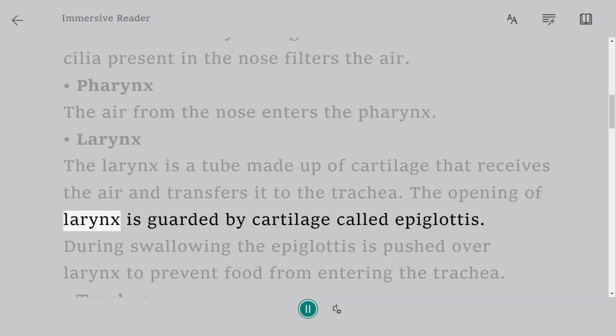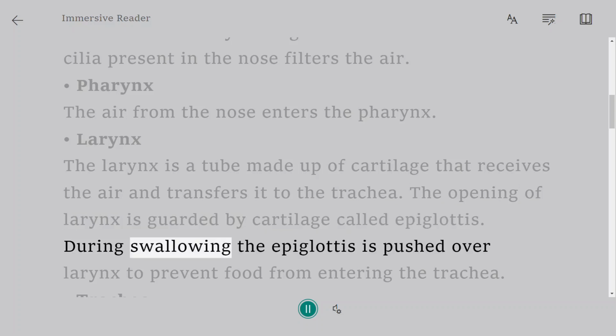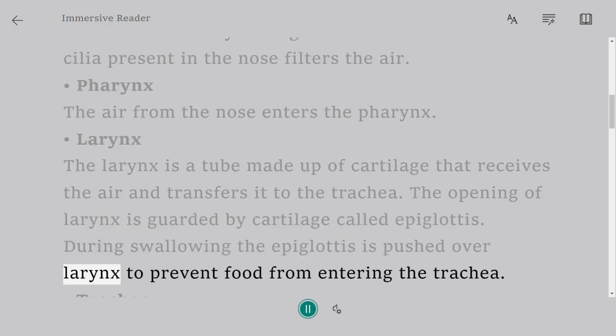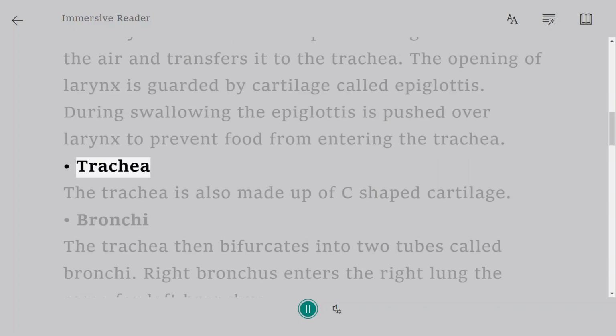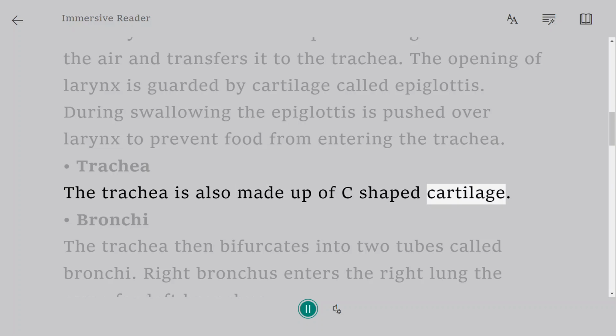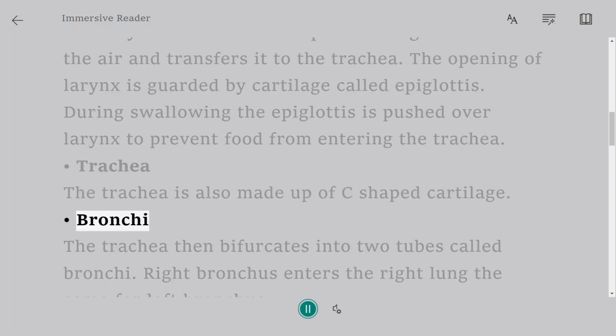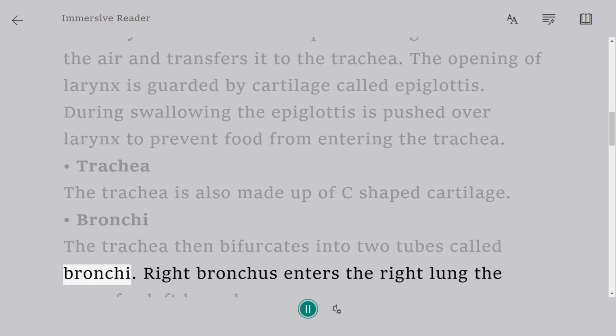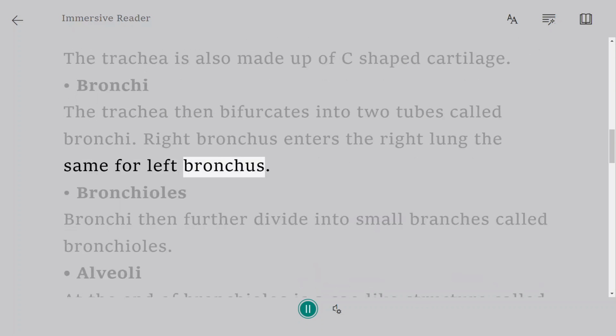The opening of the larynx is guarded by cartilage called the epiglottis. During swallowing, the epiglottis is pushed over the larynx to prevent food from entering the trachea. Trachea. The trachea is also made up of C-shaped cartilage. Bronchi. The trachea then bifurcates into two tubes called bronchi. The right bronchus enters the right lung, the same for the left bronchus.